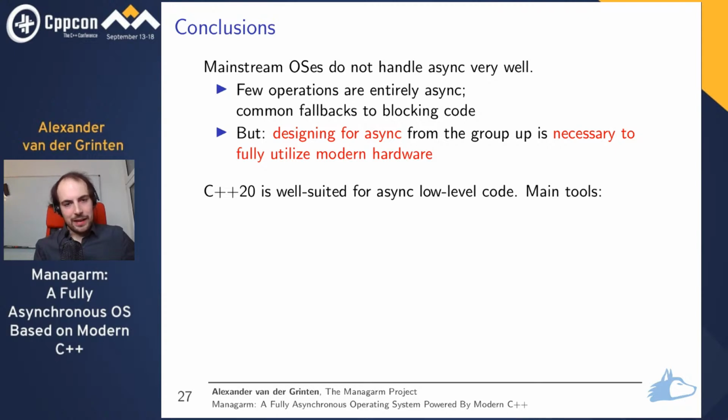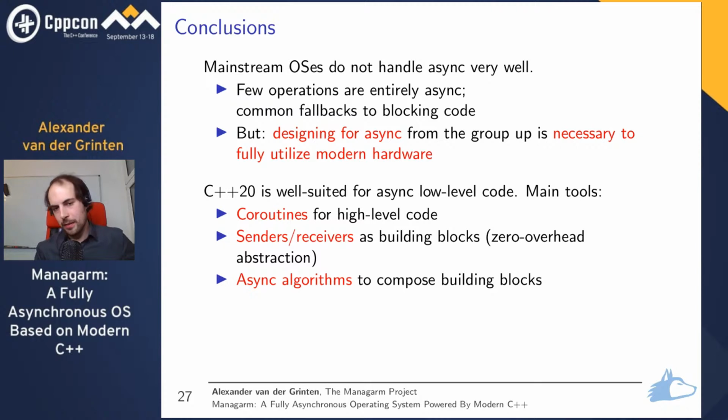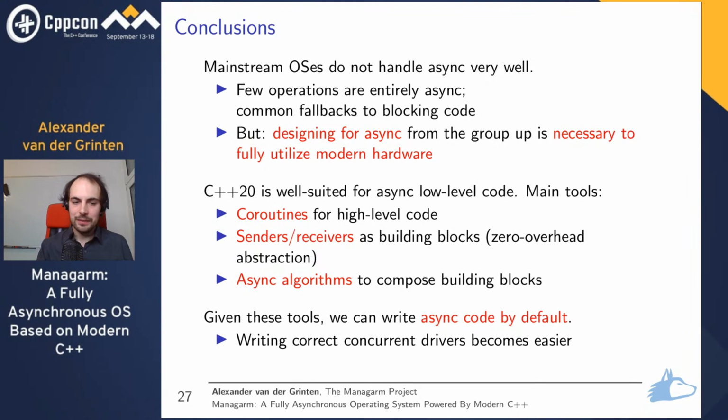C++20, on the other hand, is well suited for this async low-level code. Our main tools are coroutines for high-level code, for application logic, for driver logic, kernel logic, and so on. Senders and receivers as building blocks, as zero-overhead abstractions, and async algorithms to compose them in a zero-overhead way. Then, given these tools, it becomes really easy to write async code by default, which is great. Async code is now not harder to write than synchronous code, and there's basically no point to write synchronous code for this OS. As a huge benefit, writing correct and concurrent drivers becomes much easier. And that's really a good takeaway message here.